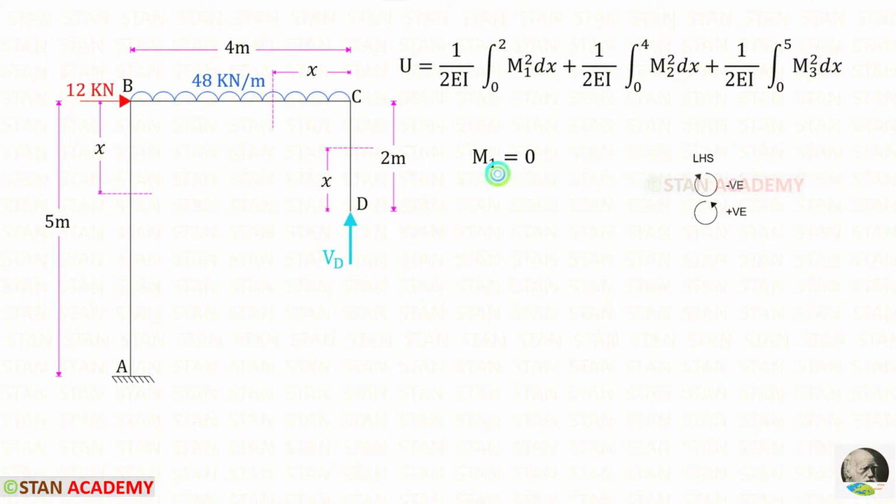Let us find M1. Up to this section we have only VD. For VD there is no perpendicular distance. In this case M1 will be 0. Since M1 is 0, this whole term will become 0. So no need to consider this term.